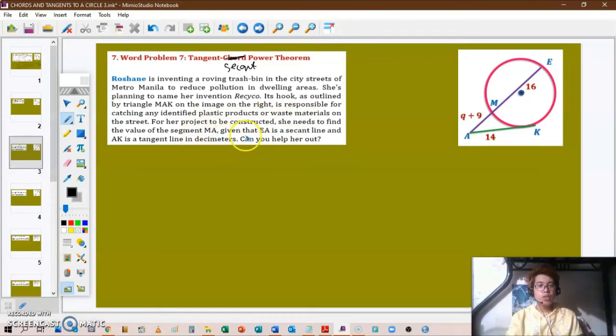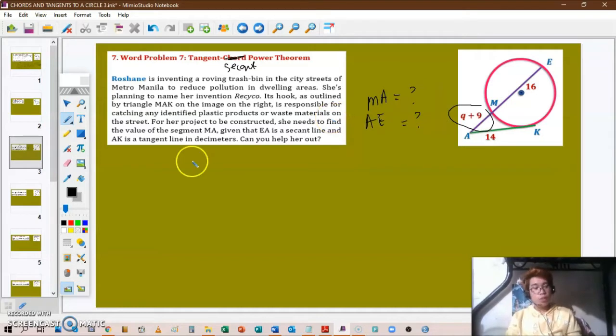So for her project to be constructed, she needs to find the value of segment MA. Given that EA is a secant line and AK is a tangent line in decimeters, can we help Roshane out? Can we find the measurements of MA and AE for this problem? So what are the measurements of this given line segment and the secant?